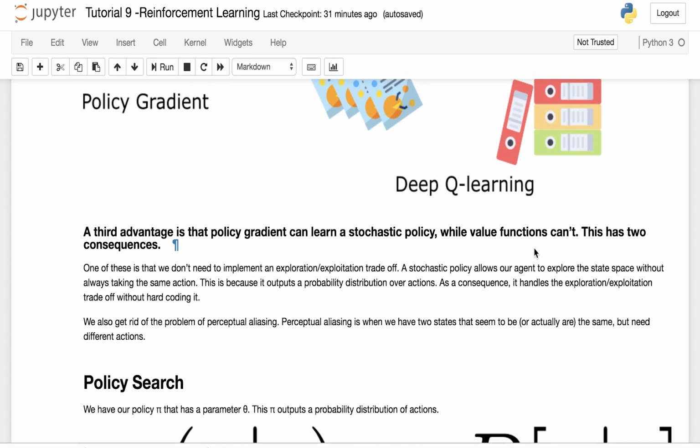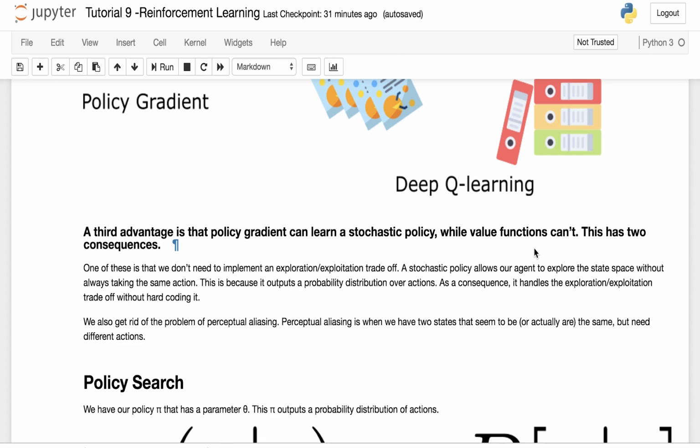Before we start to define our policy search, a third advantage is that the policy gradient can learn a stochastic policy, while the value function can't do it. We have two consequences for this. One is that we don't need to implement an exploration-exploitation trade-off, because the stochastic policy allows the agent to explore the state space. This is because the output is a probability distribution over actions.